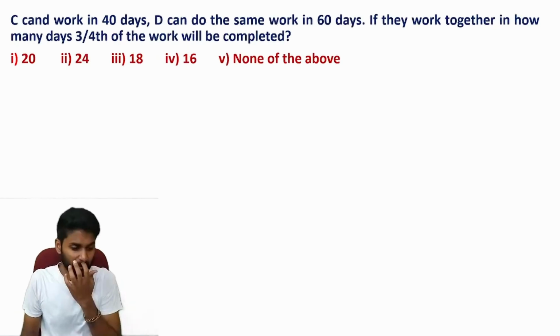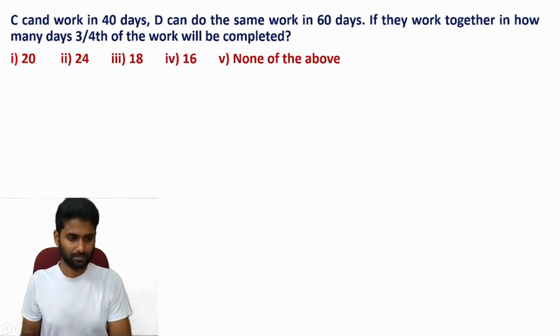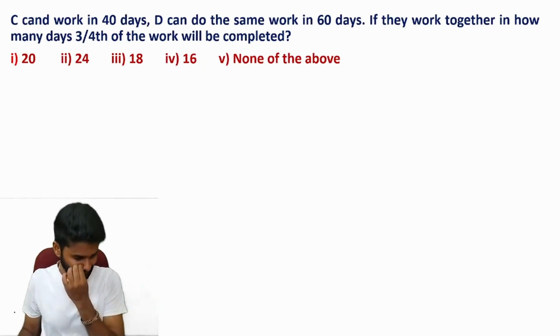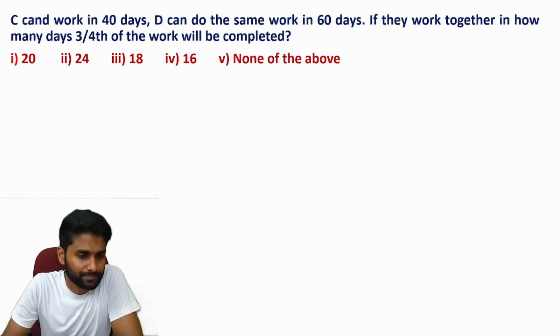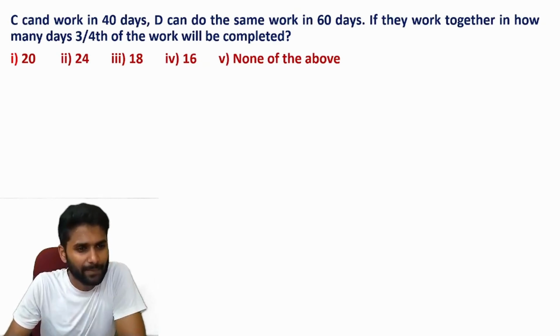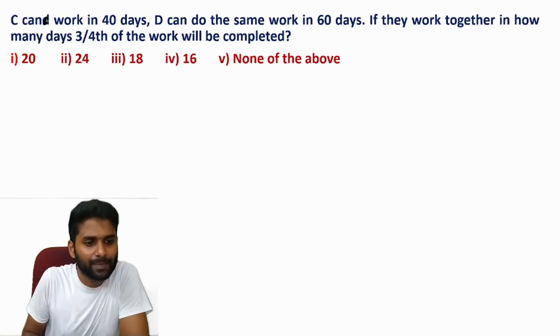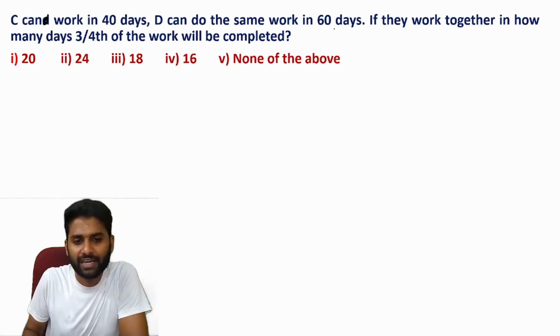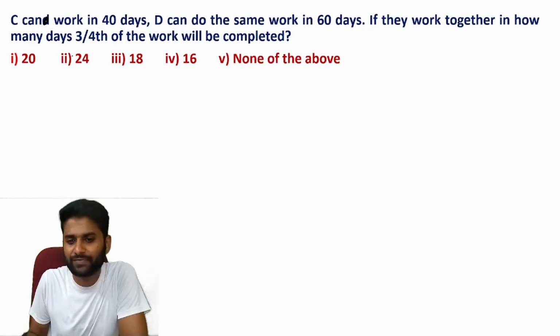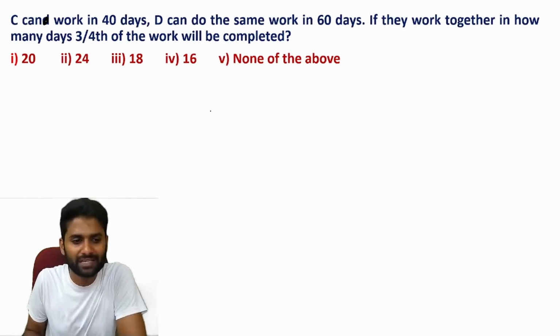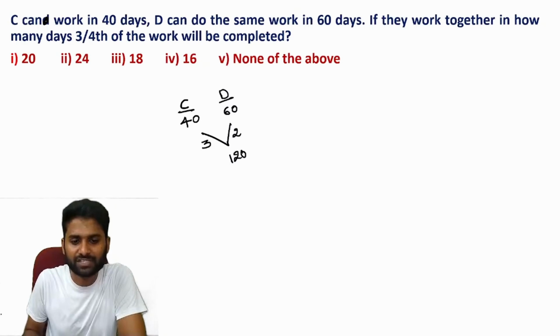Try this question. Now here the question. C can complete the work in 40 days. D can do the same work in 60 days. If they work together, in how many days will 3/4 of the work be completed? Now C takes 40 days, D takes 60 days. Now total work, common multiple 120 units. C efficiency 3 units, D efficiency 2 units.